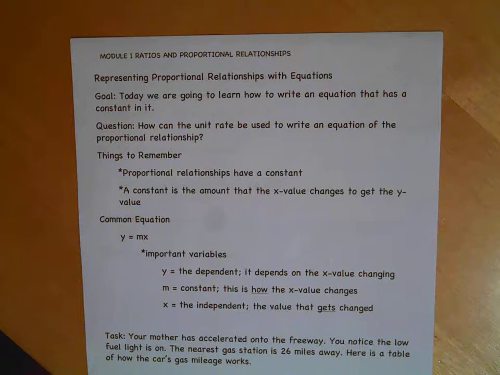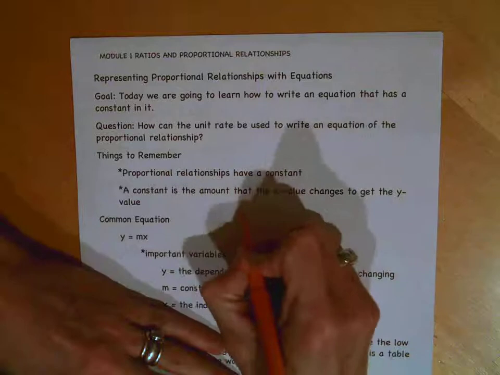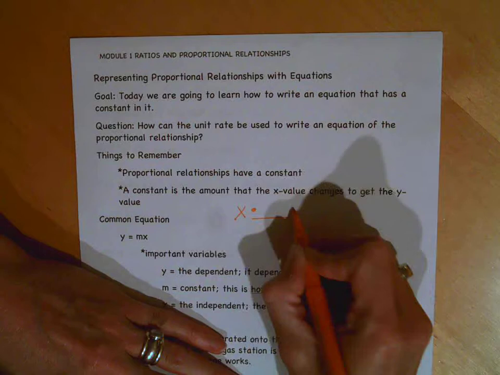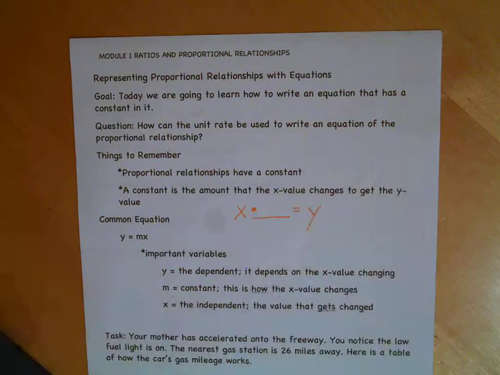Okay? Things to remember. Proportional relationships have a constant. So remember, the constant is the same number that gets multiplied by every x value, every input value. The constant is the amount that the x value changes to get the y value. So remember, you have to multiply the x value by something to get the y. So here's your x. You're going to multiply it by something, and it gives you y. That's what I mean when I say that, okay?